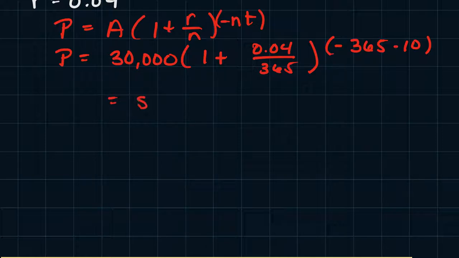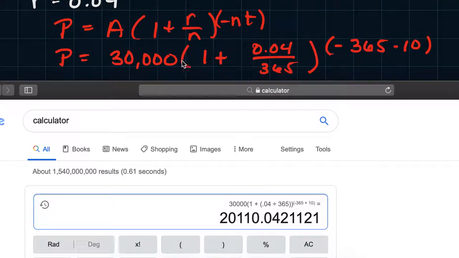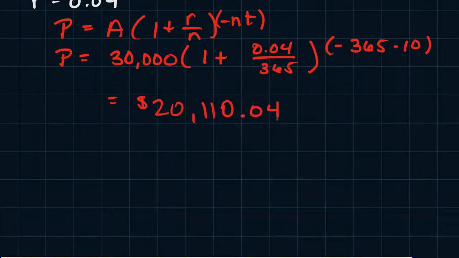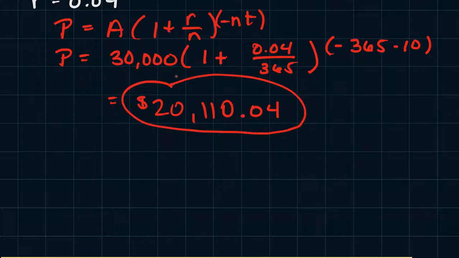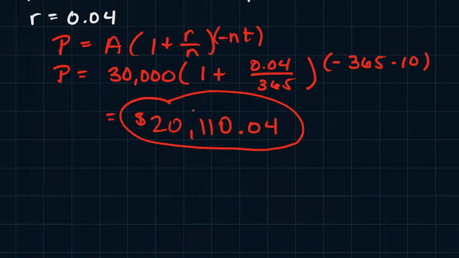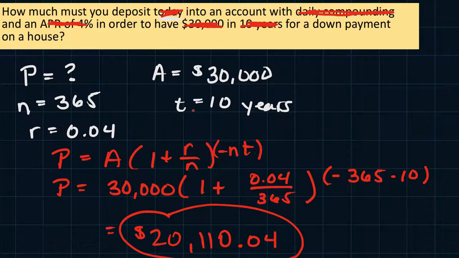Rounding to the nearest cent or the hundredth because it's money, and that is our answer. So what does that tell us? We need to put about $20,000 in the bank to ensure that we have $30,000 in 10 years with this kind of compounding, daily compounding, and this interest rate. Now, if we change the type of compounding or the interest rate, this amount would change as well.